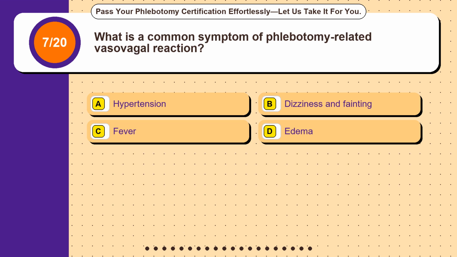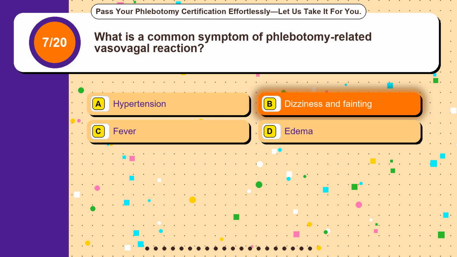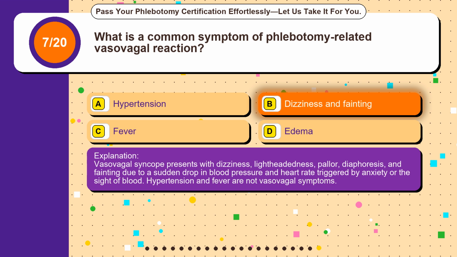Question 7. What is a common symptom of phlebotomy-related vasovagal reaction? Option A, hypertension. Option B, dizziness and fainting. Option C, fever. Option D, edema. The correct answer is Option B, dizziness and fainting. Vasovagal syncope presents with dizziness, lightheadedness, pallor, diaphoresis, and fainting due to a sudden drop in blood pressure and heart rate triggered by anxiety or the sight of blood. Hypertension and fever are not vasovagal symptoms.